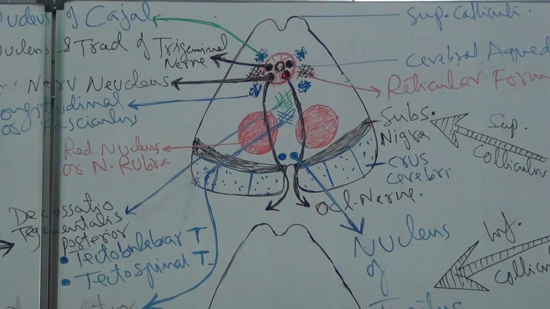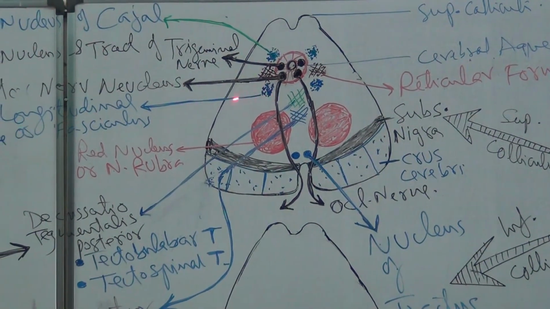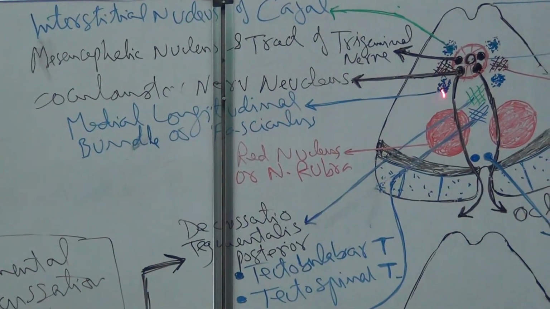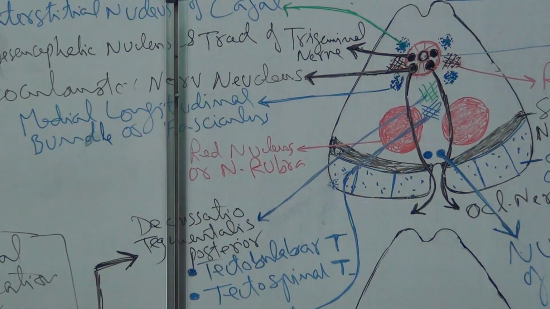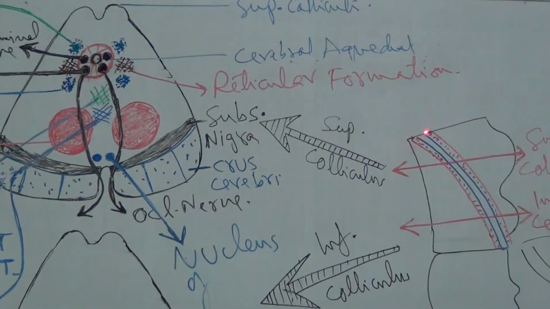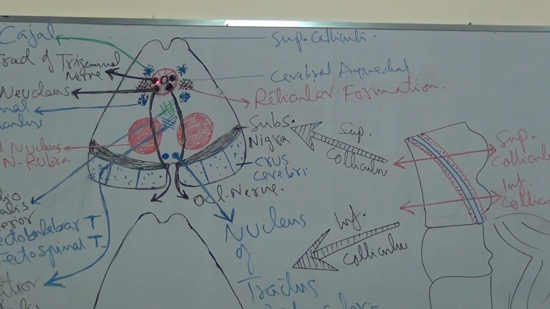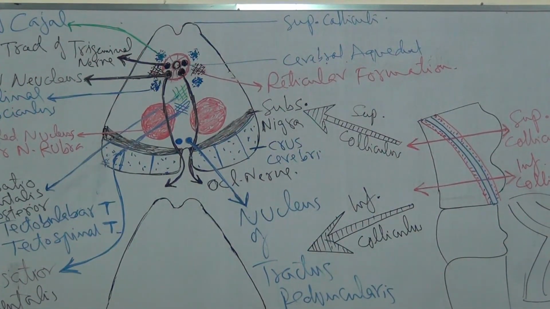So anterolateral to the central gray matter in the tegmentum of the midbrain is the medial longitudinal bundle, or the medial longitudinal fasciculus, a bundle of nerve fibers. In the upper end of the midbrain, close to the upper end of the cerebral aqueduct, amongst the fibers of the medial longitudinal bundle, there is a nucleus called the interstitial nucleus of Cajal.